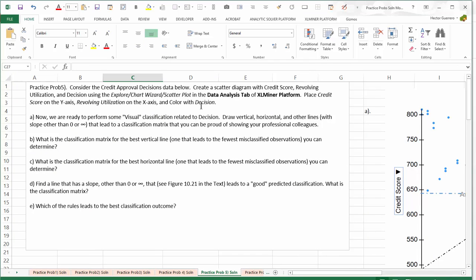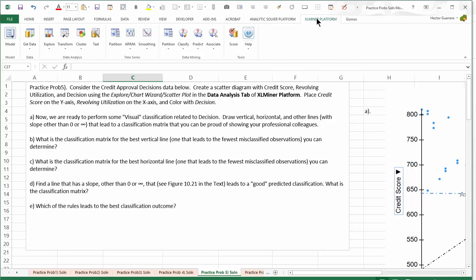Let's first of all create a scatter diagram in Excel Miner, and let's make the credit score the y-axis and the revolving utilization the x-axis. And then we're going to color the decision. This is like adding a third dimension to our data. We can do this also in our Excel graphs, and we can do it easily with Minitab. In a later video, I will show you how to do that if you don't have Excel Miner. So let's go to the Excel Miner platform.